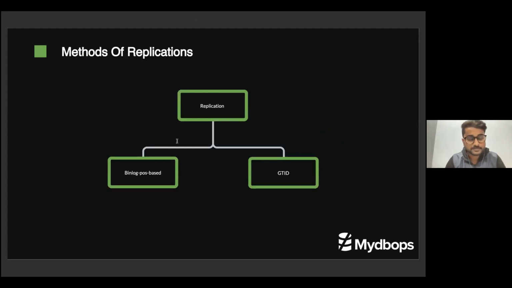Methods of replication. Basically there are two types of methods. We can configure replication in two ways: binlog position based and GTID based. Binlog position based is configured using binlog file names and positions, and GTID is the global transaction identifier, which is a unique transaction identifier across servers.